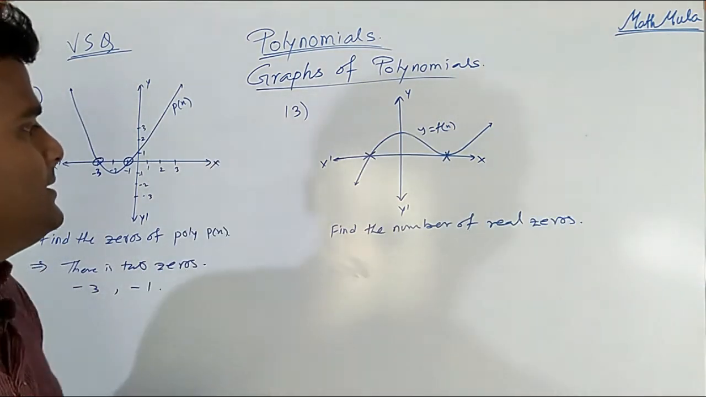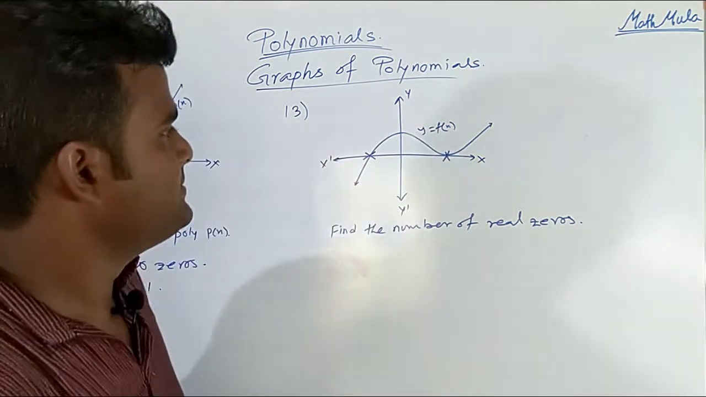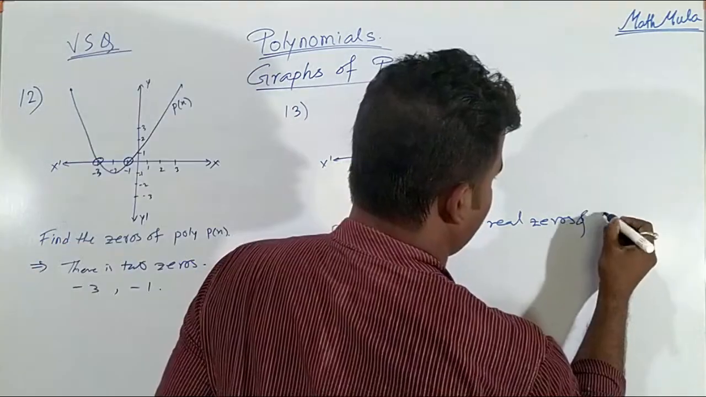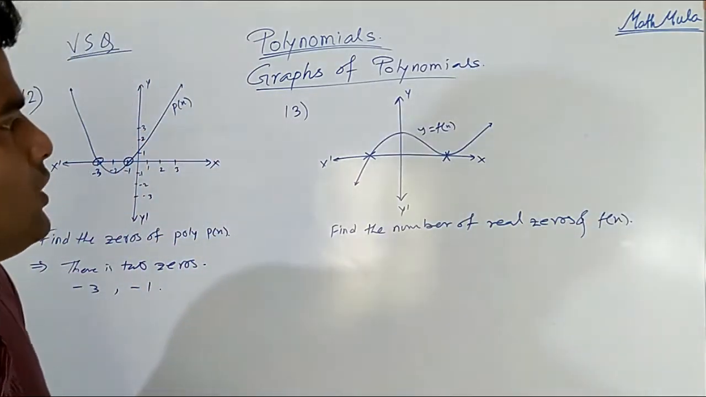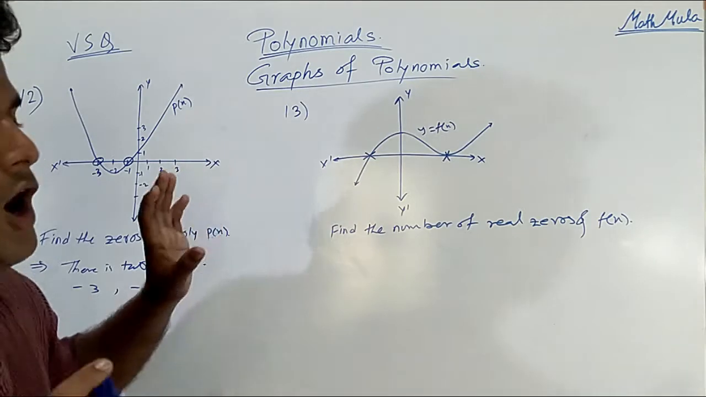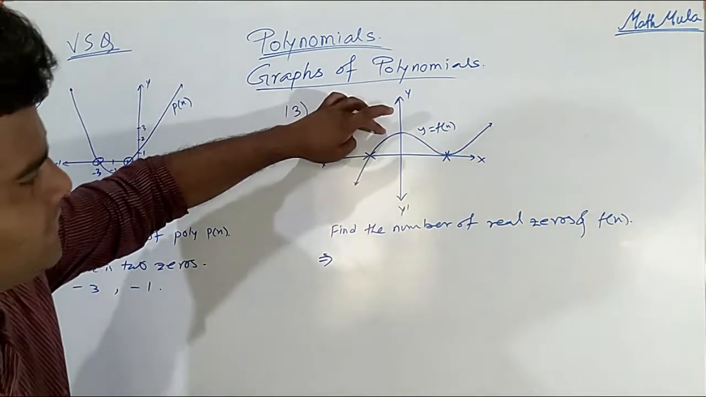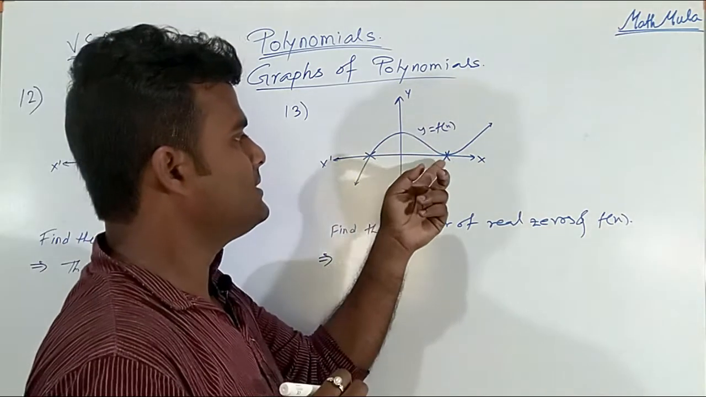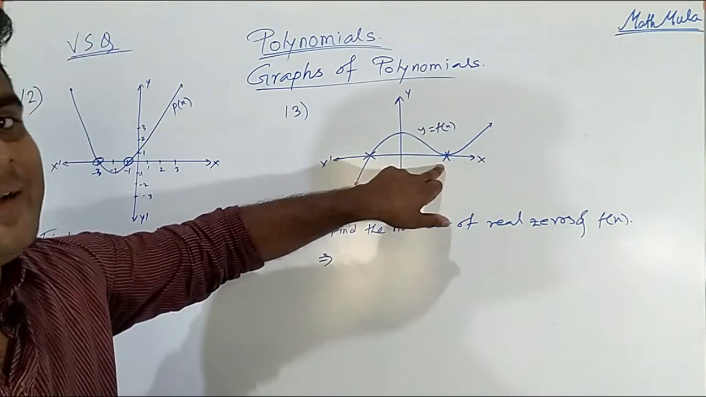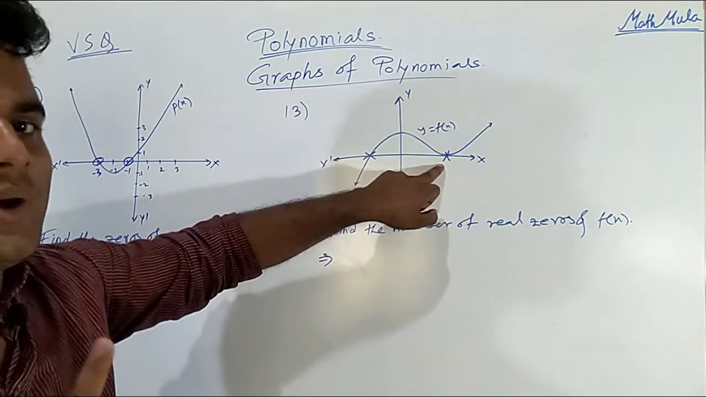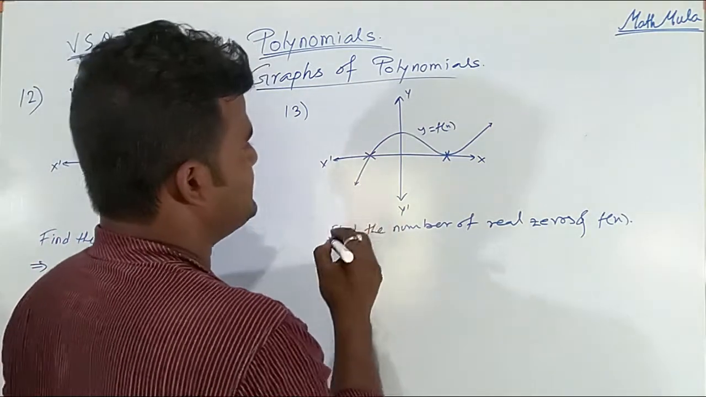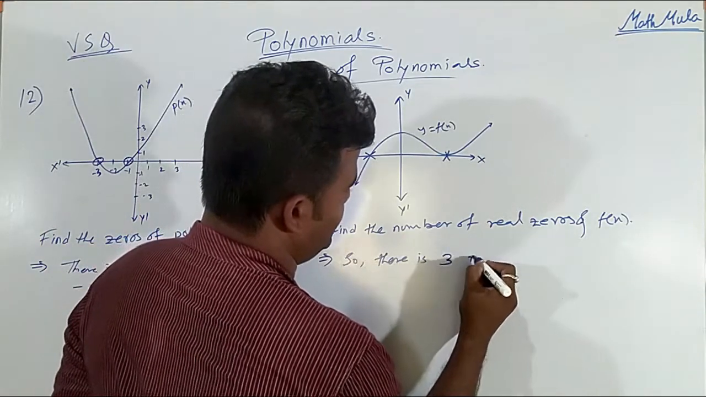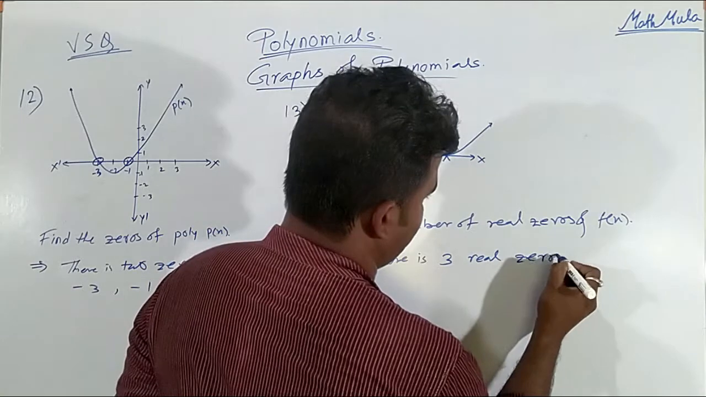That's it. Sum number 13. In this sum, the curve f of x is given and the question is to find the number of real zeros of f of x. So from this graph, we have to say how many real zeros there are. The graph cuts the x-axis at one point, that means there exists a real root, and the curve touches the x-axis at one point, that means there exist two real roots which are equal. Now in total there exist 1 plus 2, that means 3 real roots, real zeros. That's it.